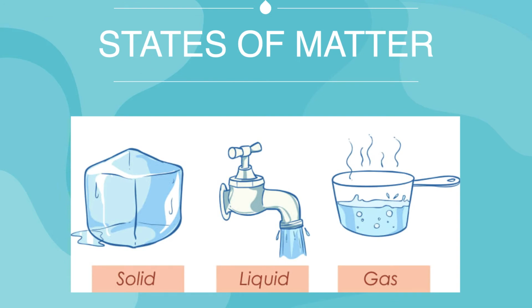Now we are going to talk about states of matter. H2O, or water, is the only substance that can be found in nature in all of its various states. A state of matter is the form in which something can be found. The three states of matter are solid, liquid, and gas. H2O as a solid is called ice, as a liquid it is called water, and as a gas it's called water vapor.